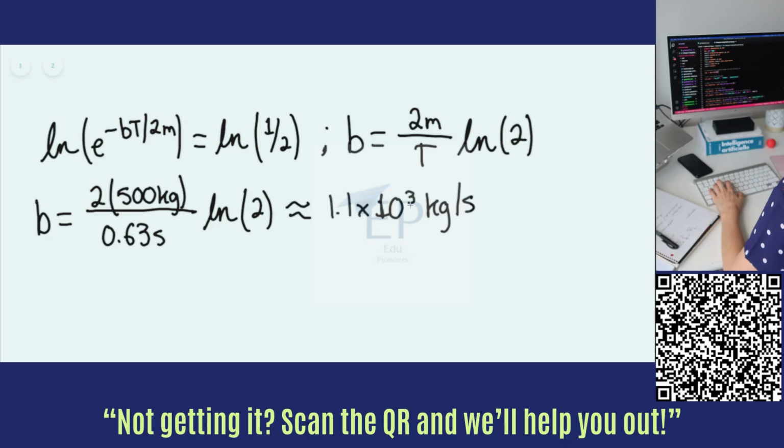So this would be our answer for the damping constant. That is the end of the solution.